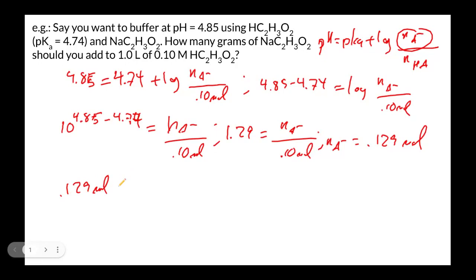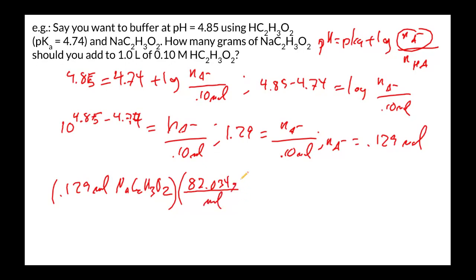So we want 0.129 moles of acetate ion. Every sodium acetate is going to give us 1 mole of acetate ion. So we also want 0.129 moles of sodium acetate. Sodium acetate is 82.034 grams per mole. We wanted grams, so we have to do this step. And this works out to 10.6 grams of sodium acetate. That's how much we'd have to put in that liter of 0.1 molar acetic acid to get the buffer with the pH that we want.